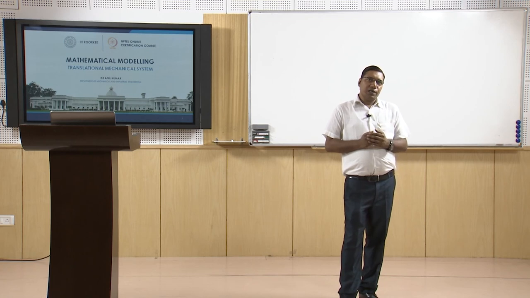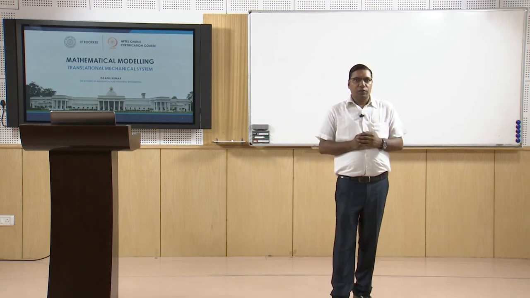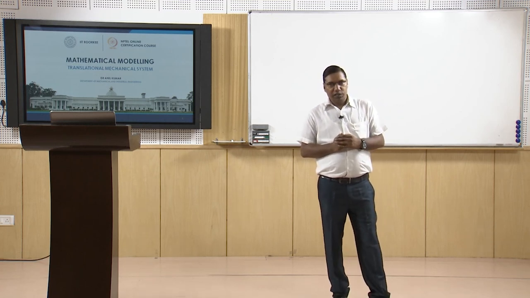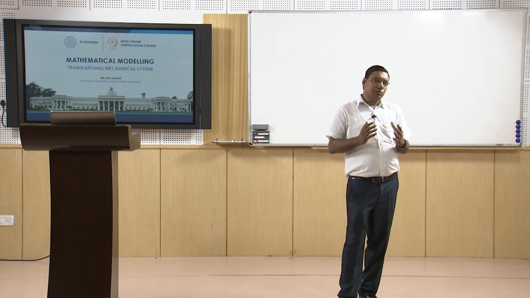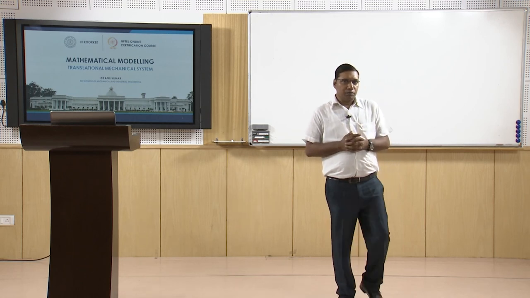A mechanical system comprises several components, and it can be represented in terms of basic elements like spring, mass, and damper. We can model a mechanical system using these elements, because mass represents the inertia element, spring is the energy storing element, and damper is the energy dissipating element. In a mechanical system these three phenomena occur, and these three elements represent those phenomena.